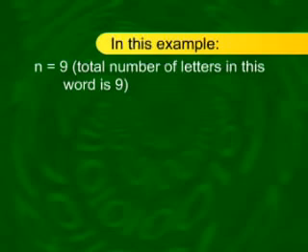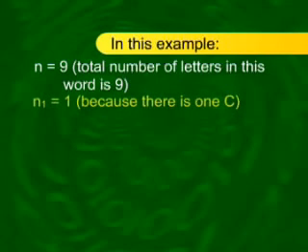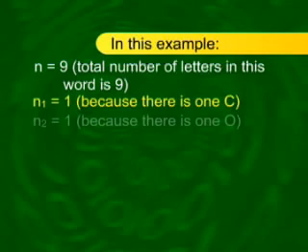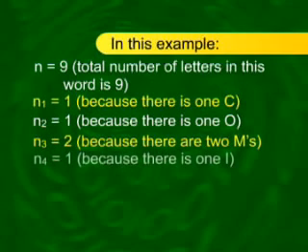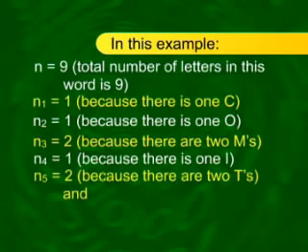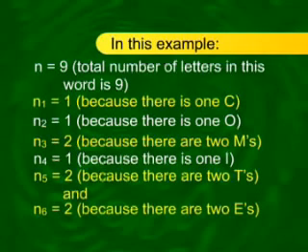As you now see on the screen, in this example, n is equal to 9 because the total number of letters in this word is 9. N1 is equal to 1 because there is only one C, N2 is 1 because there is one O, N3 is 2 because of 2 M's, N4 is 1 because of 1 I, N5 is 2 because of the fact that there are 2 T's, and N6 is equal to 2 because there are 2 E's.